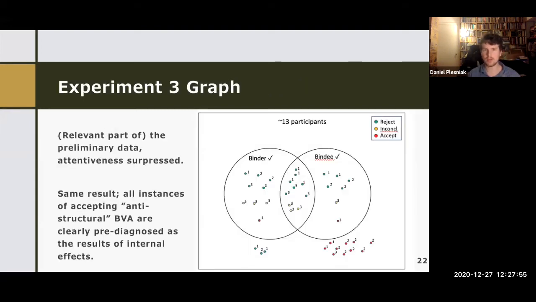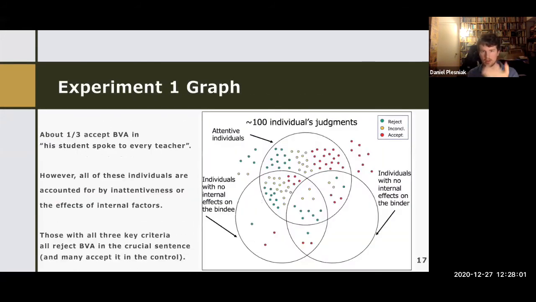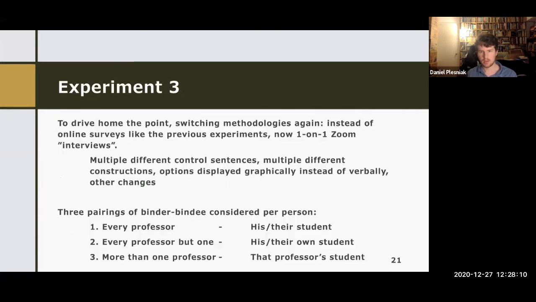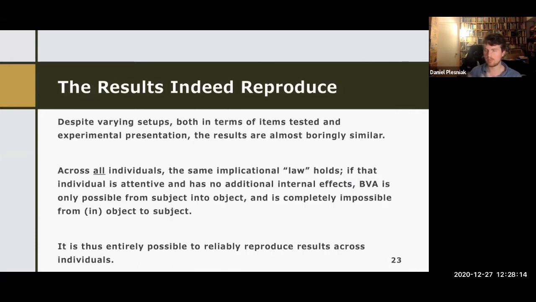I've basically shown you the same graph three times, right? Always there's reds, but in the center, no reds. Always the people with the three crucial properties, or two, never accept the sentence that they're not supposed to accept. And of course, these are not the same graph. They're actually different because they're all different people. We have now well over 300 people across three different types of experiment, but they're all converging to the same result.